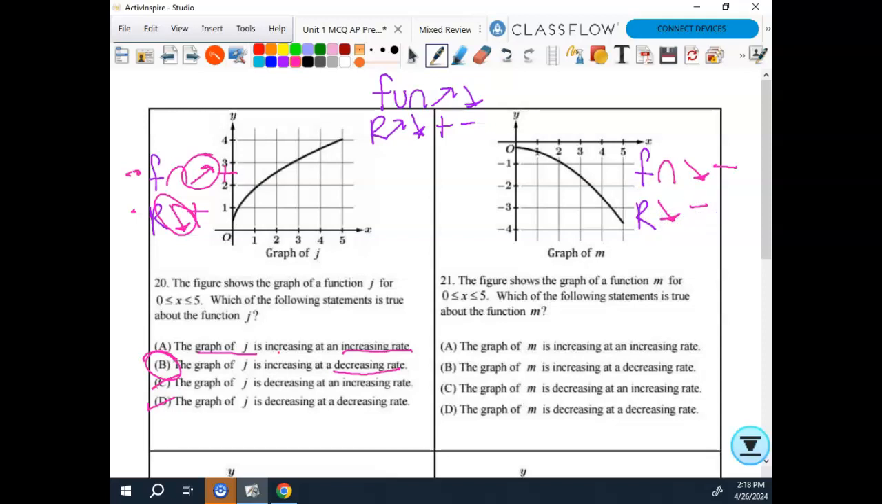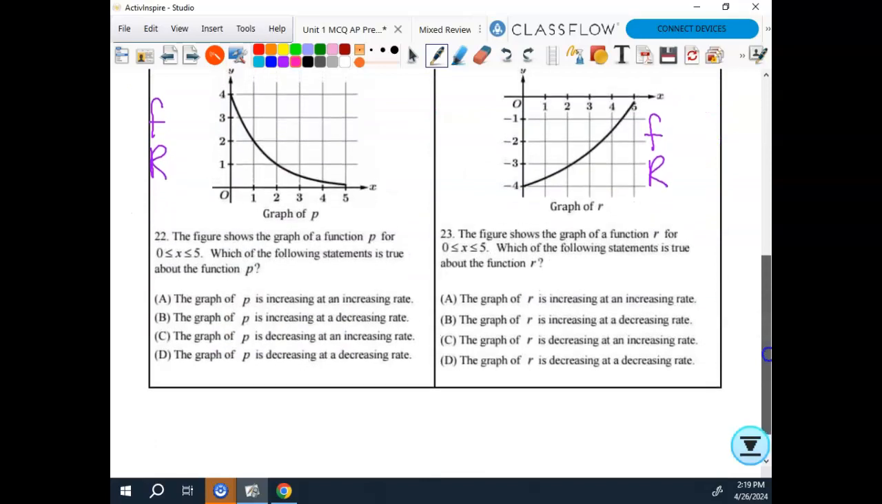Now that I know that, I look here, I'm looking for the graph. The graph is decreasing, so it's not A or B. And the rate is decreasing, so it is D. Okay? We okay with that? That's what I was trying to do, make it easier. We good? All right. So let's look at 22.